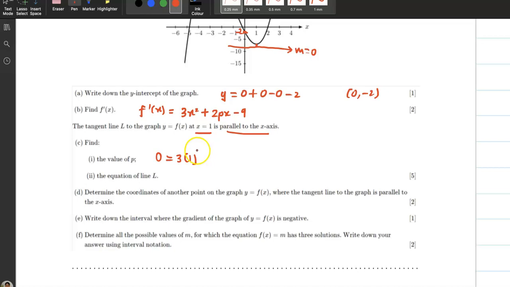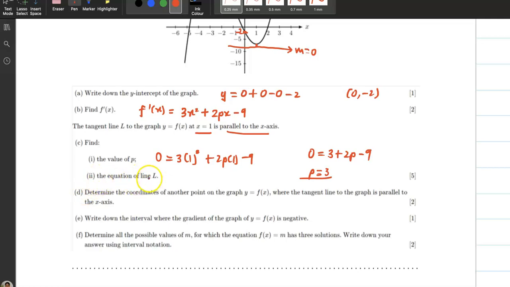So when x is equal to 1, instead of x you put 1. Important sum, this will come. So 0 is equal to what? 3 plus 2p minus 9. So that's minus 6, p is 3. You solve it basically. You can do it very easily.